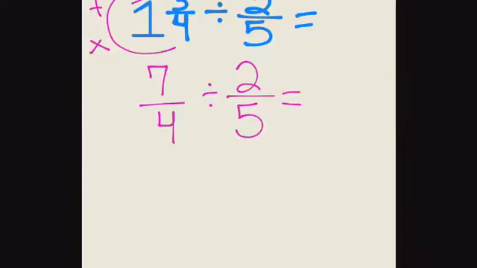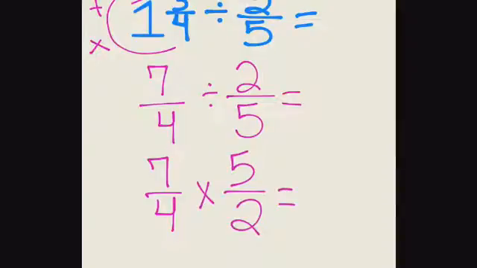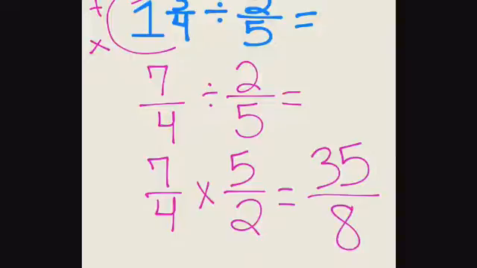Next step, we're going to rewrite this as a multiplication problem and find the reciprocal of our second number. So this becomes 7/4 times 5/2. Before we multiply, remember to look for any common factors on the top and bottom that you can cancel. In this case, we unfortunately don't have any, so we're going to go ahead and multiply straight across. 7 times 5 is 35, and 4 times 2 is 8. So we get a final quotient of 35/8.